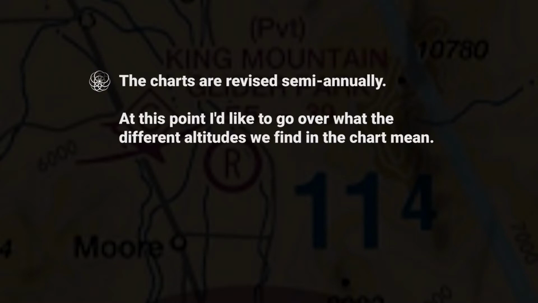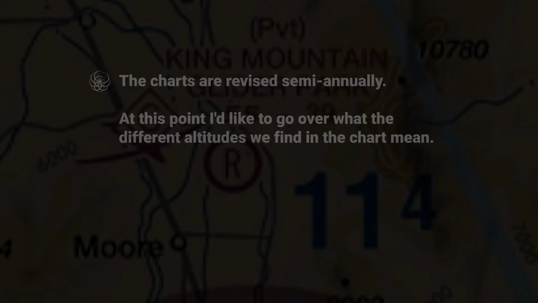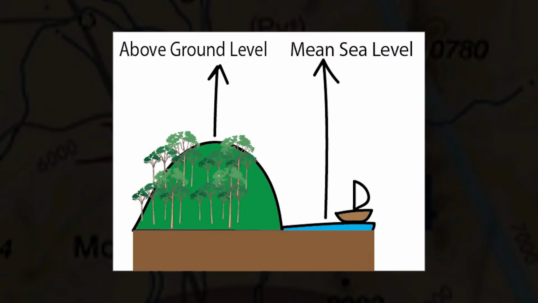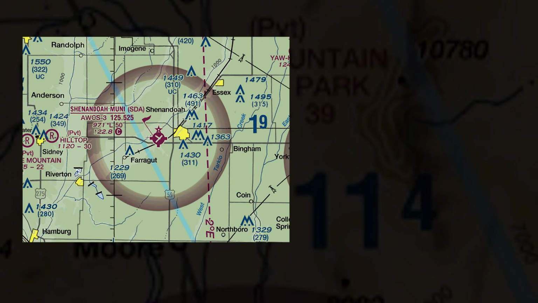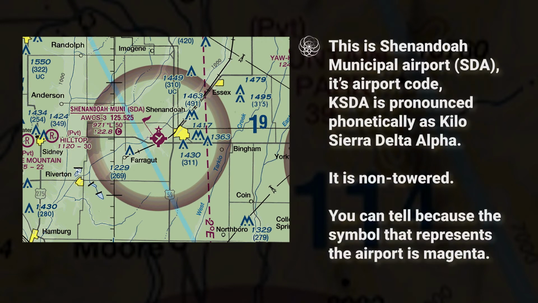At this point, I'd like to go over what the different altitudes we find in the chart mean. AGL, or above ground level, are altitudes that are measured from the ground up. MSL, or mean sea level, are altitudes that are measured from a standard datum, which is roughly equal to the average altitude of the ocean, so from sea level. In this image, we can see the following information.